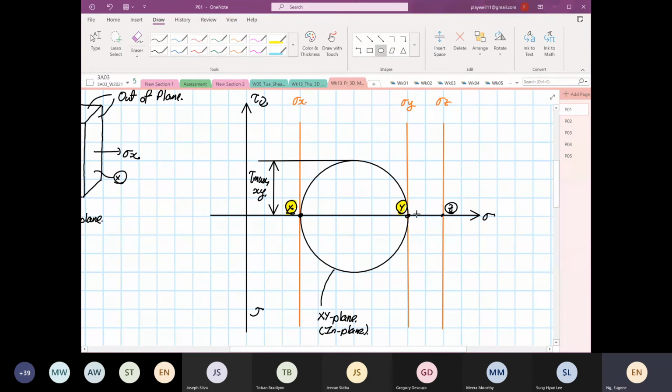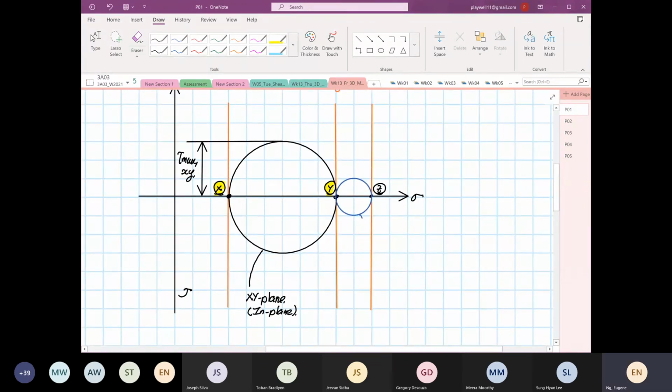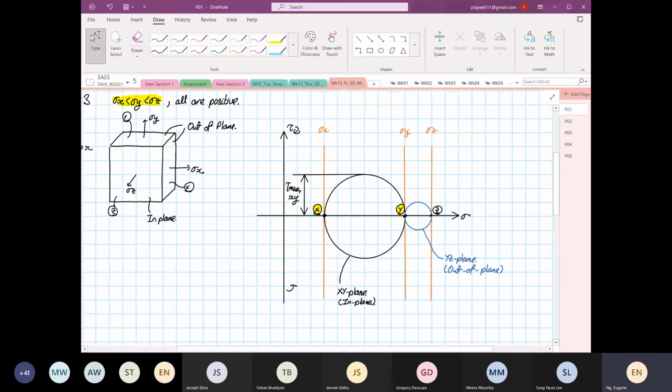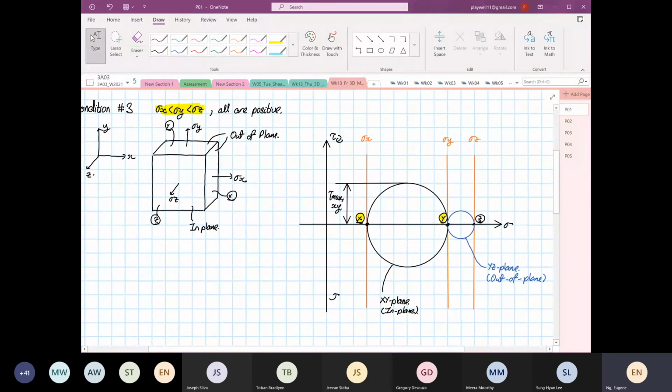The next circle that we're going to construct is the YZ plane. This belongs to our YZ plane, and this is the one that's out of plane. If I zoom out, you can see based on the diagram, so where is your YZ plane? This is your YZ plane.